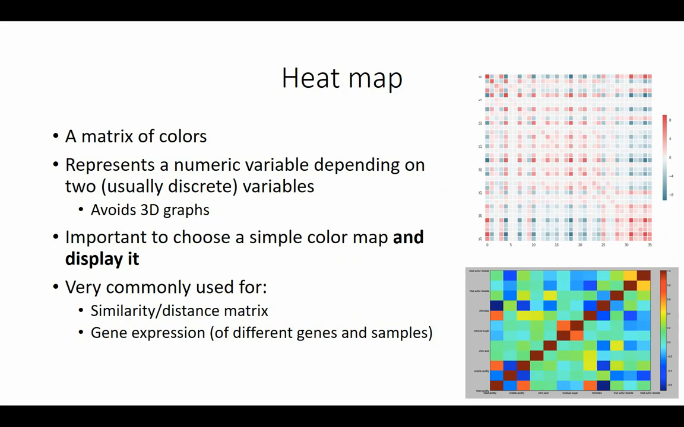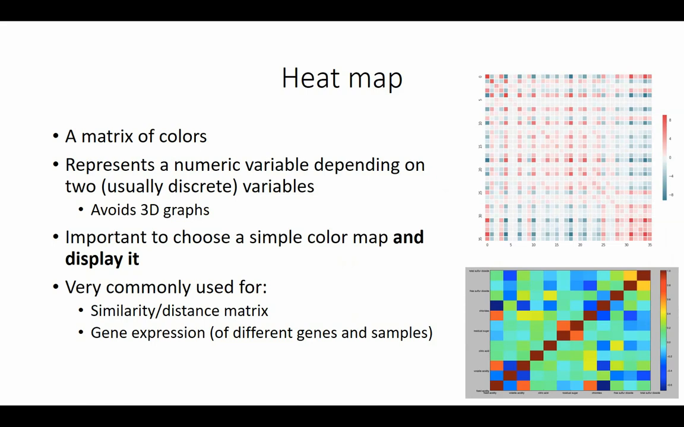Okay, the last kind of plot I think I want to talk about is what is called a heat map, which is essentially a matrix of colors. So it's a way to represent matrices. And that's actually a nice way to represent some numeric variable which depends on two other variables, and typically it will be discrete variables, although it can also be numeric and even continuous, which you can see.